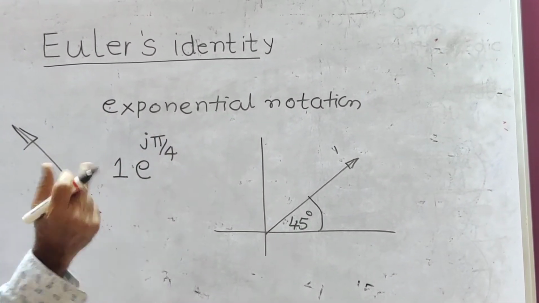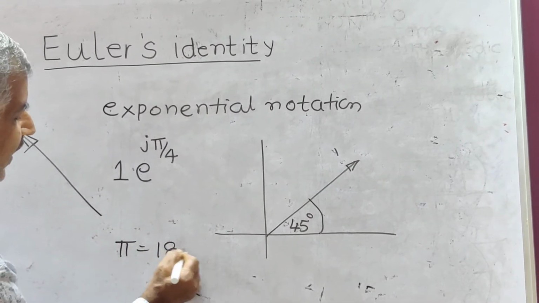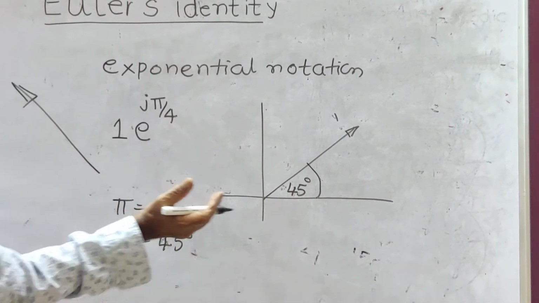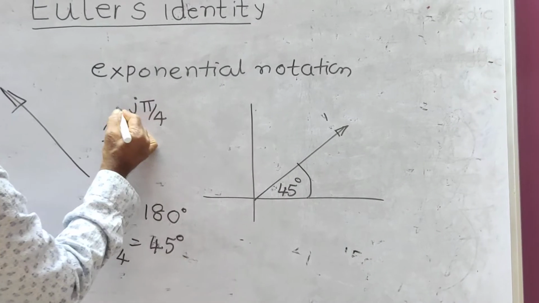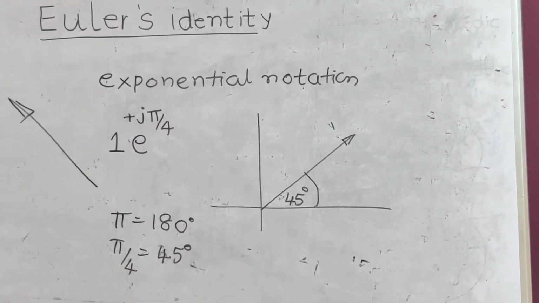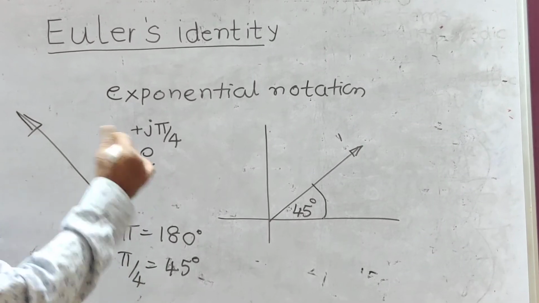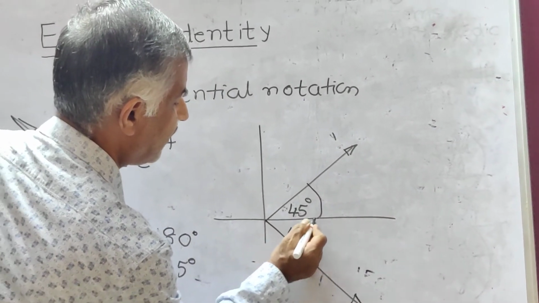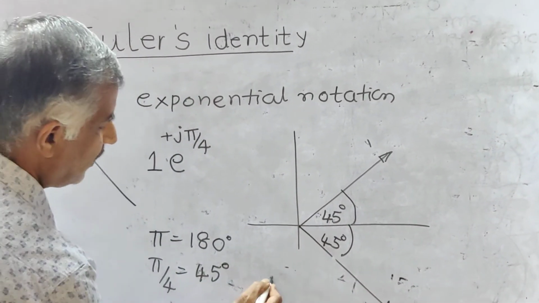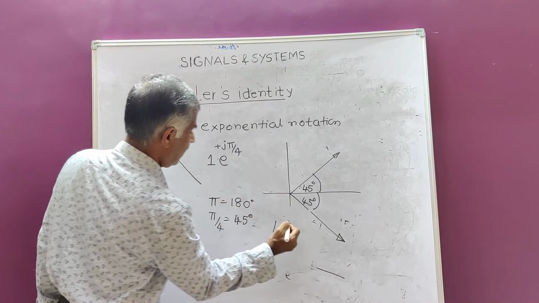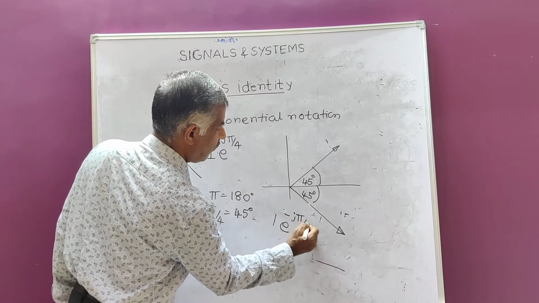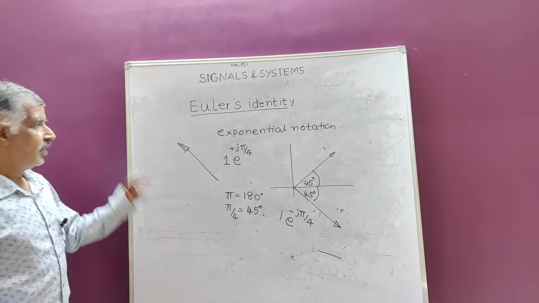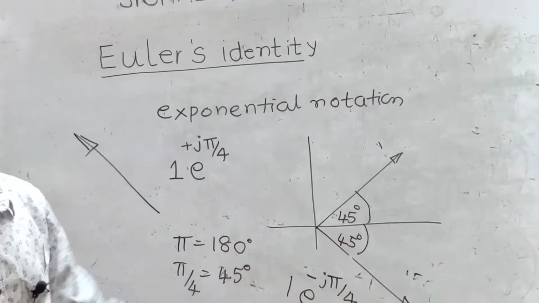Pi by 4. Pi means 180 degrees. Pi by 4 means 45 degrees. And this 45 degrees is measured in this direction, hence it is plus. So it is 1 e power plus j pi by 4. If the phasor is present here making 45 degrees, then in exponential notation this is written as 1 e power minus j pi by 4. Pi by 4 amounts to 45 degrees. So this is what is known as exponential notation.